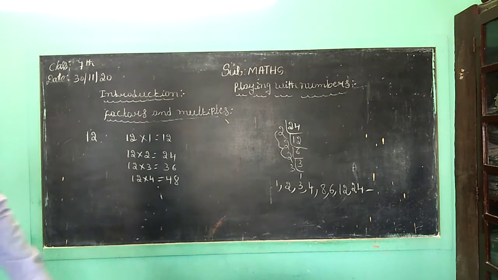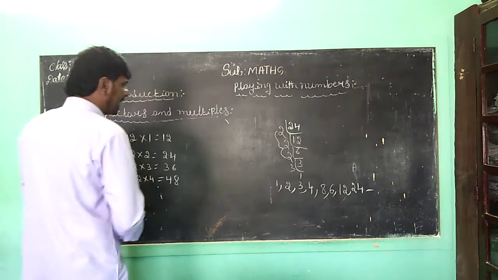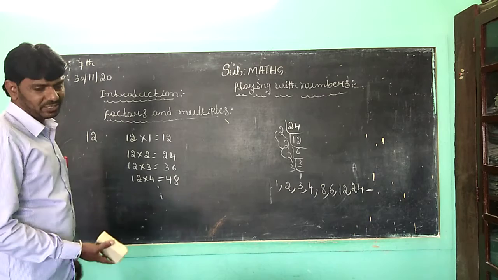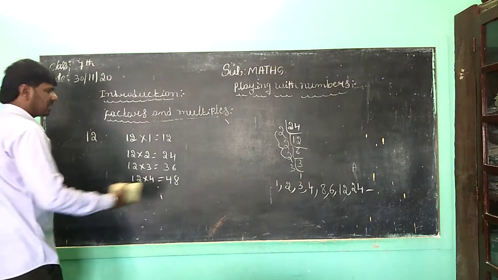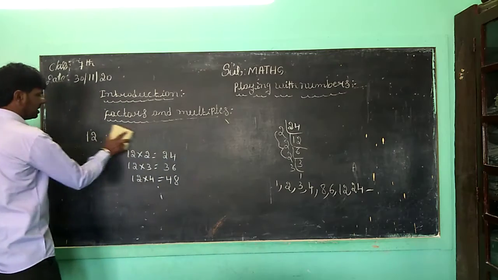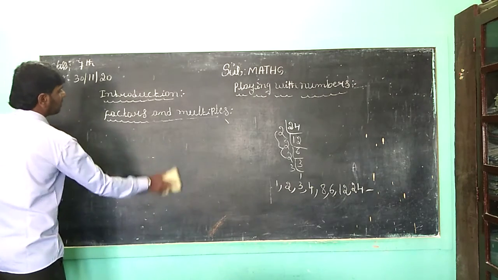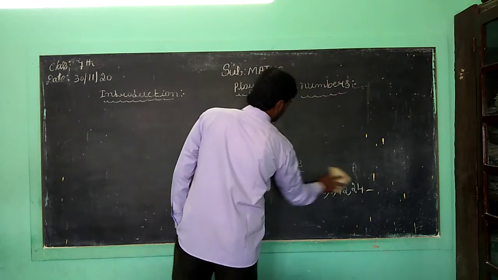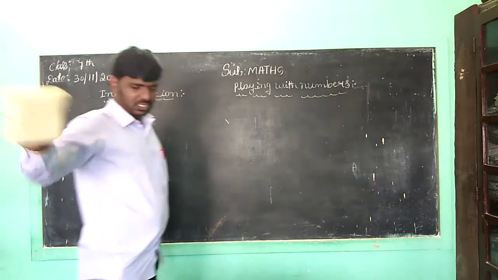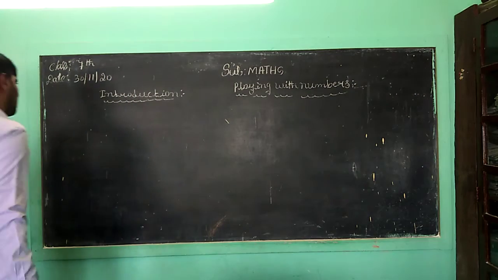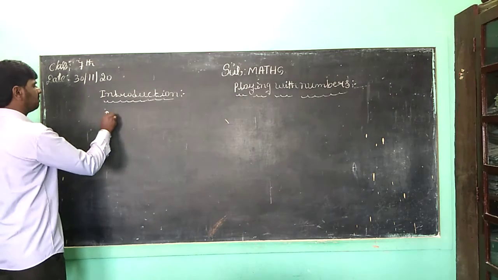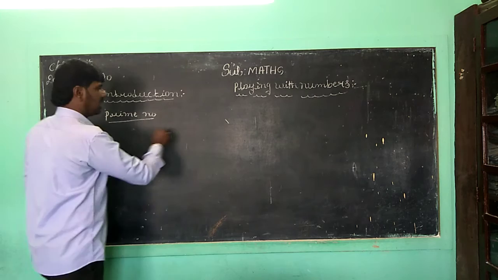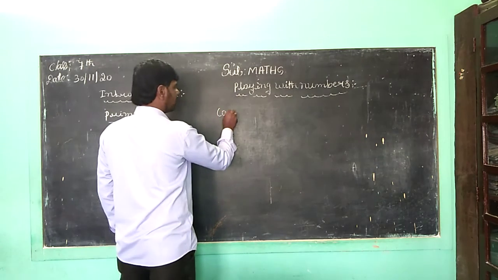Children, next we will discuss prime numbers and also even numbers. It is very important, children. How we write prime numbers, even numbers, composite numbers. Shall I write this one, children? We will discuss prime numbers and composite numbers. What are prime numbers? What are composite numbers? See, children, it's very easy.